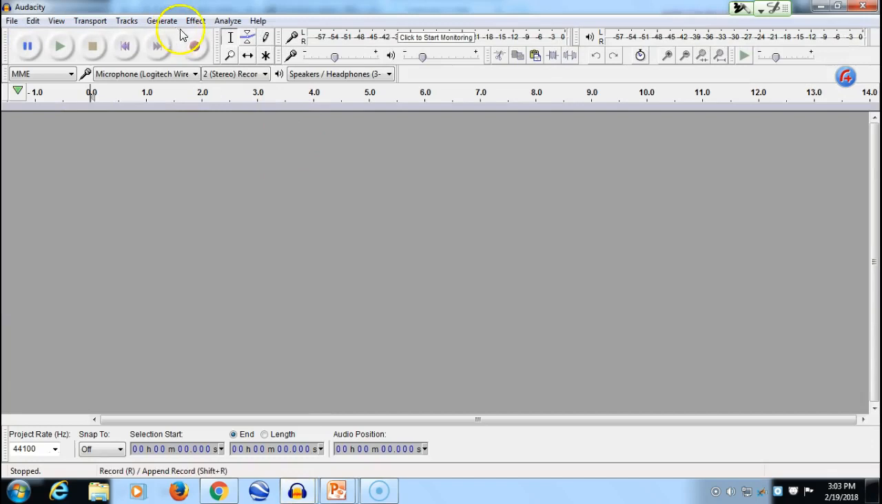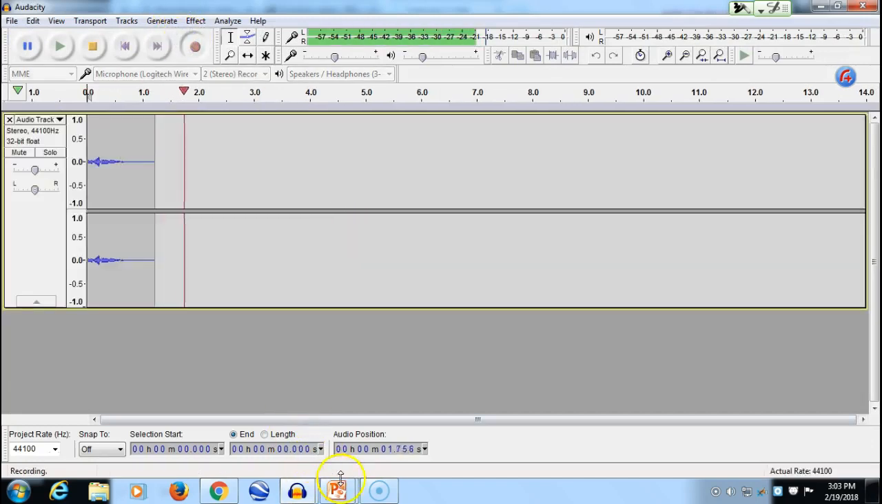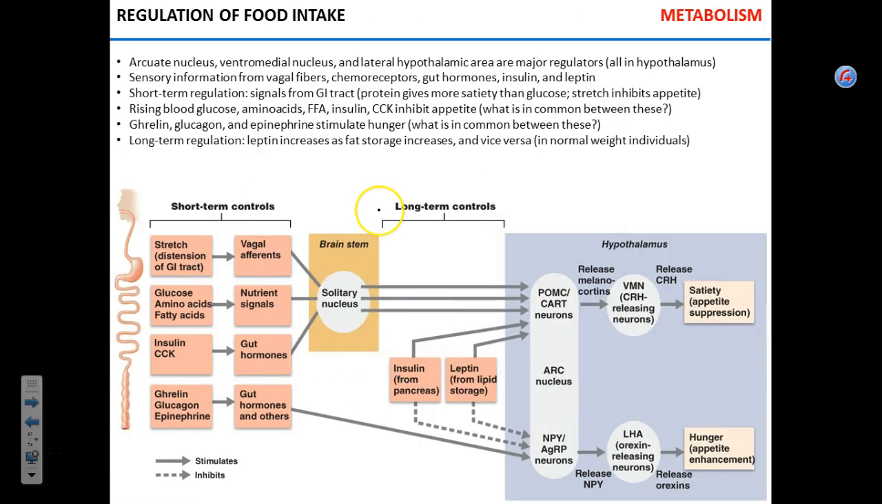So we finished our conversation about the absorptive state and regulation. Yeah, a few words on food intake regulation and metabolism regulation. It is going to be very basic.